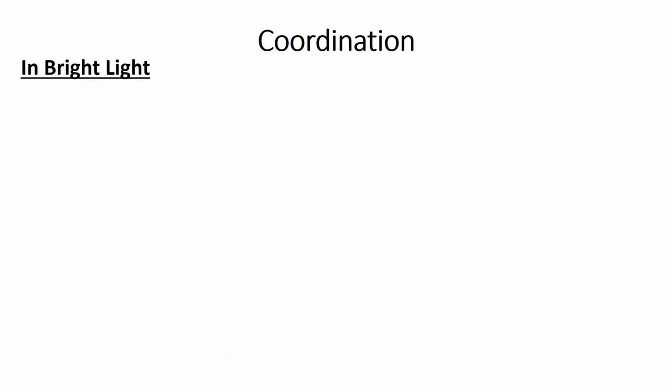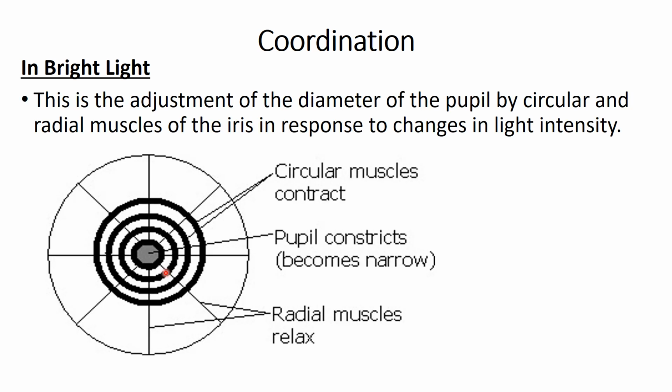So in bright light, in the brightest of days, what happens? In a room that is bright, or when you just go outside during daytime, the circular muscles, these ones, are going to contract. When they contract, the radial muscles are going to be in a relaxed situation. The contracting of the circular muscles is going to make the pupil constrict, or become narrow, or become smaller. So in bright light, your pupil is going to be very small, and this is caused by the action of circular muscles and radial muscles. Circular muscles contract, radial muscles relax.